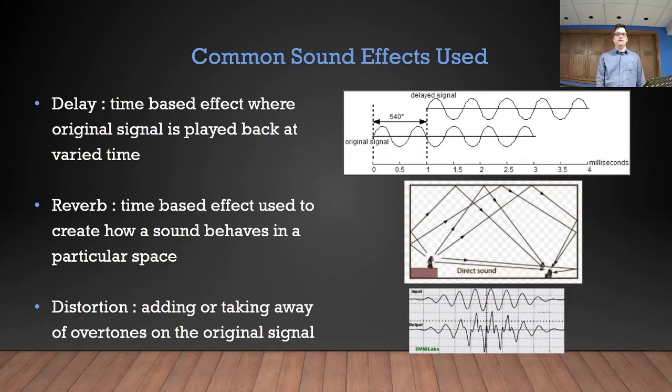Delay, reverb, and distortion are commonly used effects in electroacoustic music. Delay is a time-based effect where the original signal is played back at a varied time. If you look over on the right, you'll see an image of this effect. Now, the length of time that the delay is set for can be varied within a piece.